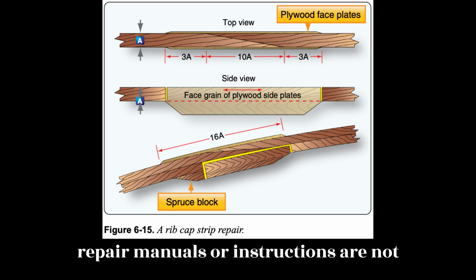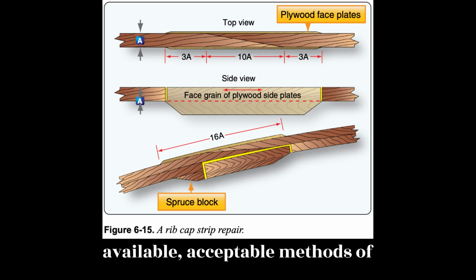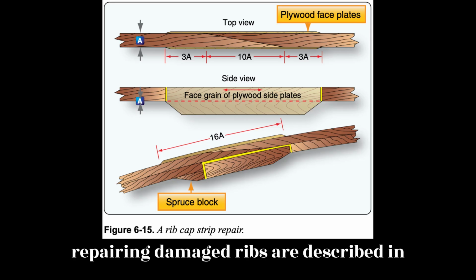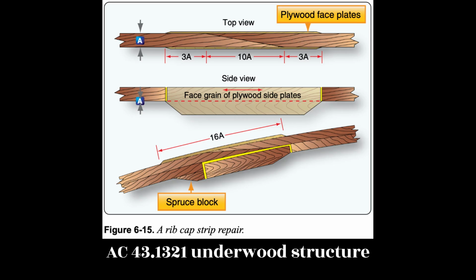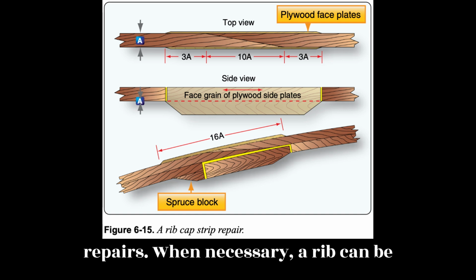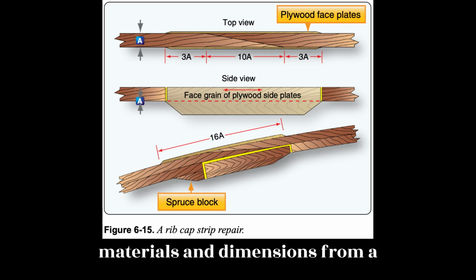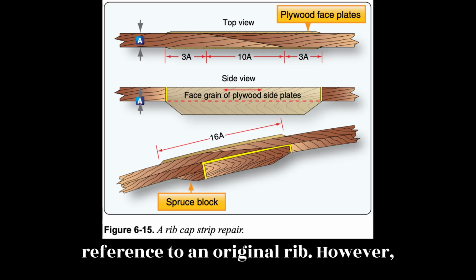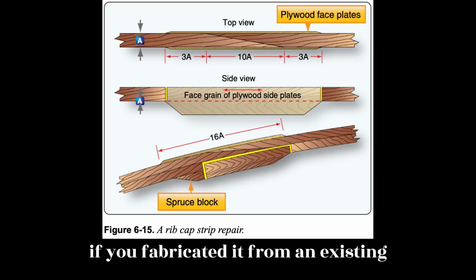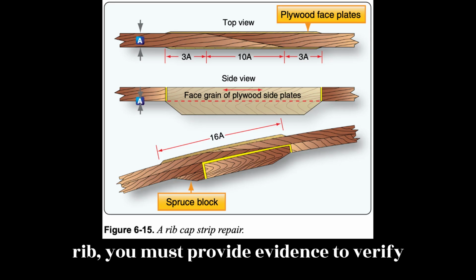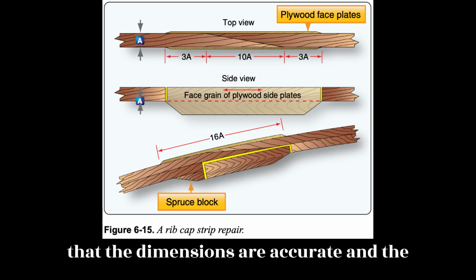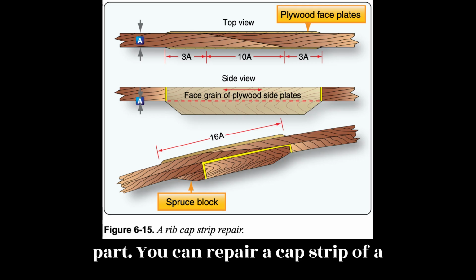When manufacturers' repair manuals or instructions are not available, acceptable methods of repairing damaged ribs are described in AC 43.13-1 under wood structure repairs. When necessary, a rib can be fabricated and installed using the same materials and dimensions from a manufacturer-approved drawing or by reference to an original rib. However, if you fabricate it from an existing rib, you must provide evidence to verify that the dimensions are accurate and the materials are correct for the replacement part.